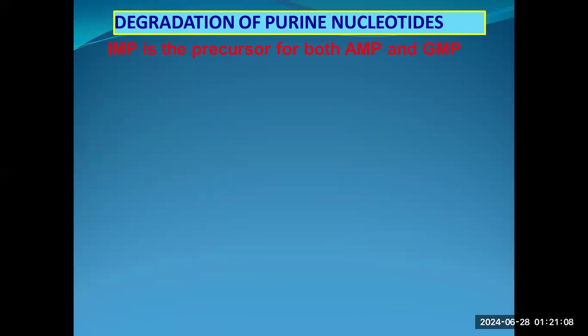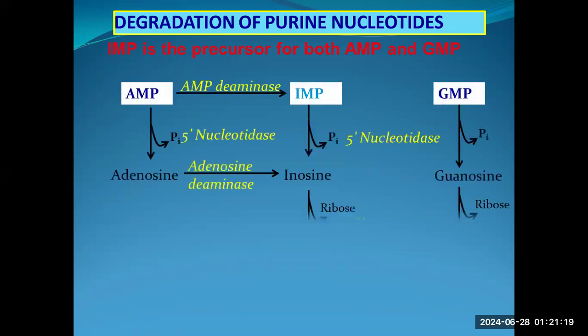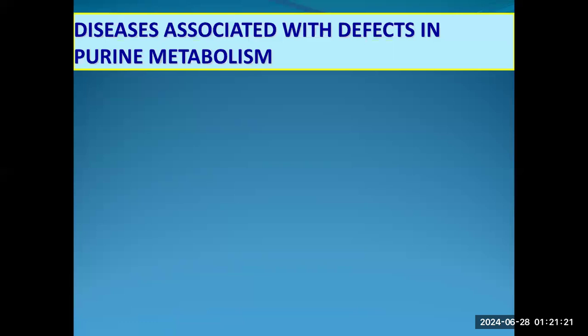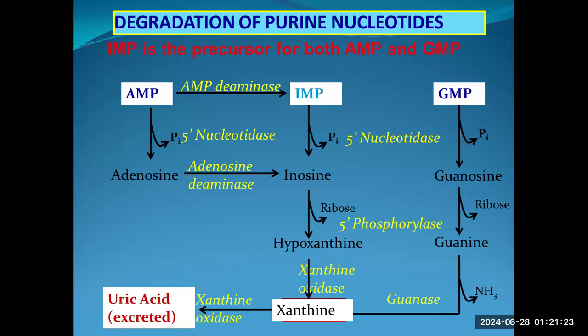Degradation of purine nucleotides. IMP is the precursor of both AMP and GMP, as we have seen in the previous slides. You can see right here, as I pointed out, IMP is the parent compound.